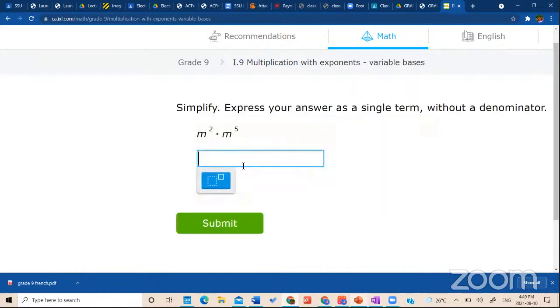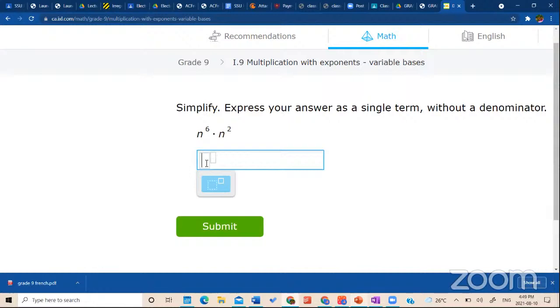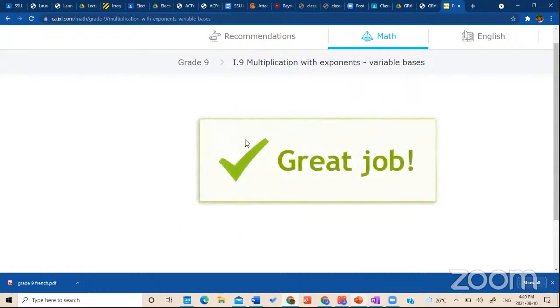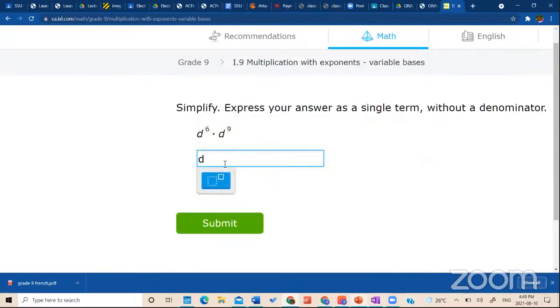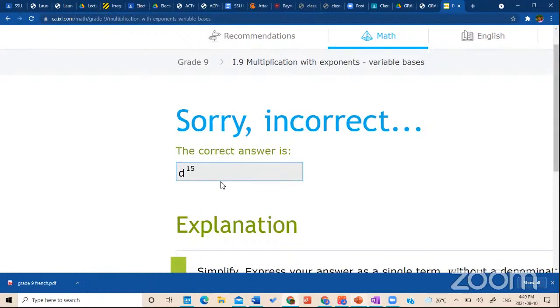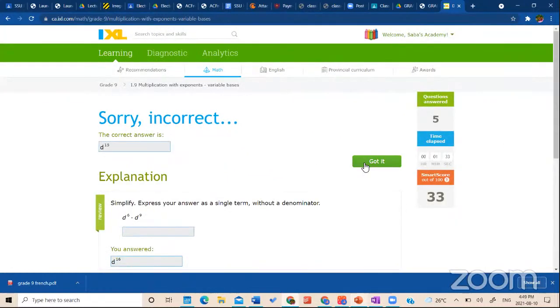This one? M. M, yes. 5 plus 2 is 7, very good. This one? 8. Okay, very good. This one? 15. Yes, mashallah. Oops, I typed it wrong. Yeah, my bad. I meant to write 15.